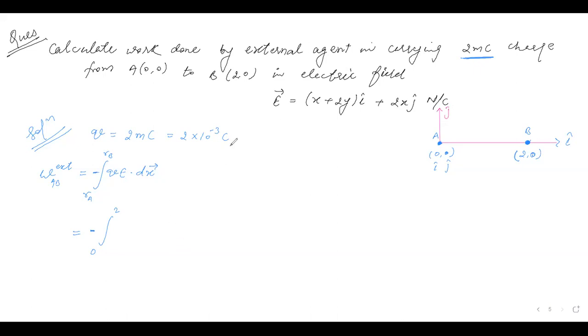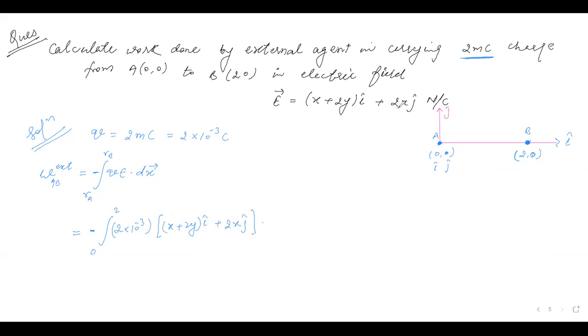Then what is the value of Q? Q is given here 2 millicoulomb. 2 millicoulomb is 2 into 10 raised to the power minus 3 coulomb. And what is the value of E? E is given as x plus 2y I cap plus 2x j cap.